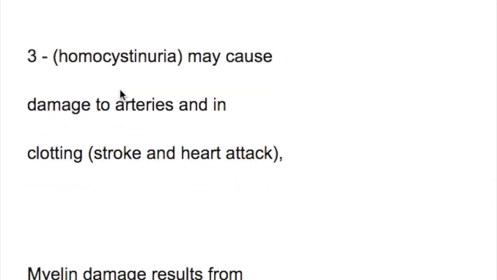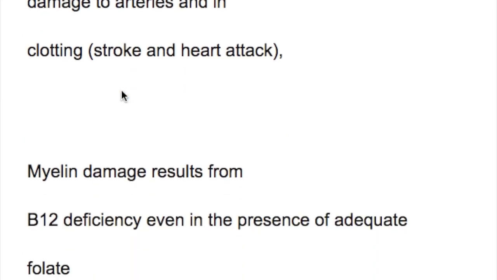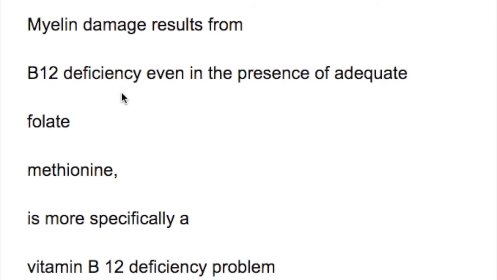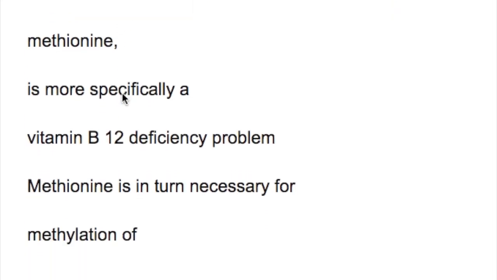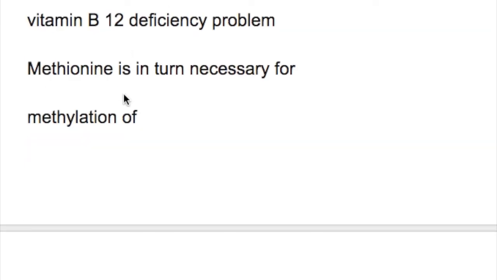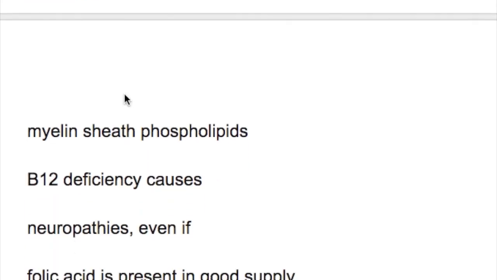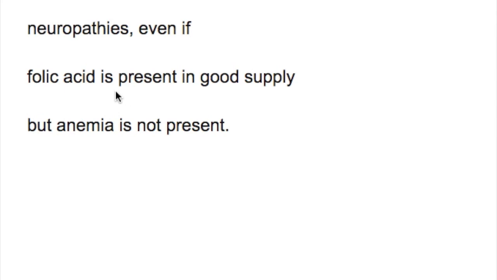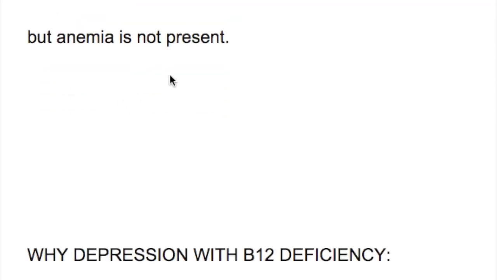Homocystinuria may cause damage to arteries and clotting and may cause strokes and heart attack. Myelin damage results from B12 deficiency in the presence of adequate folate. Methionine is more specifically a vitamin B12 deficiency problem. Methionine is in turn necessary for methylation of myelin sheath phospholipids. B12 deficiency causes neuropathies even if folic acid is present in good supply, but anemia is not present.